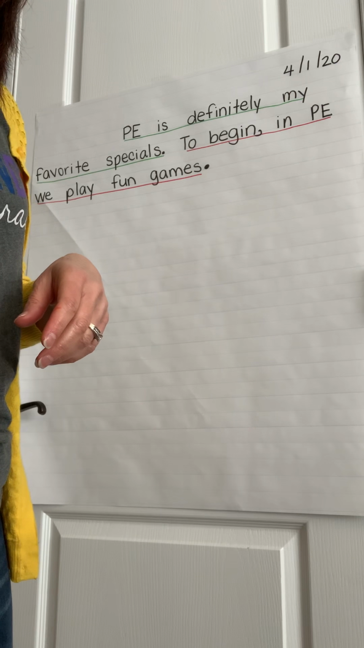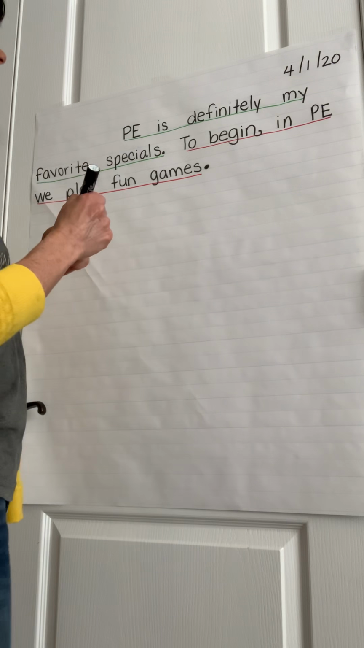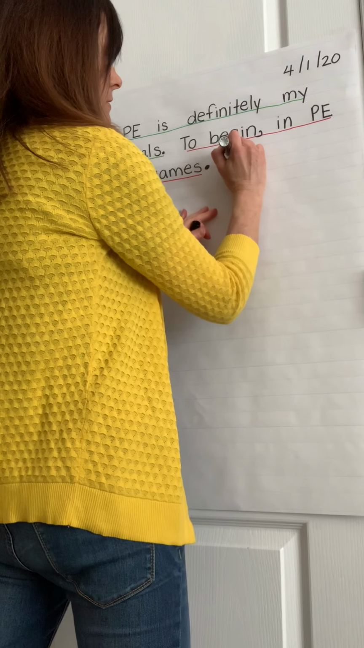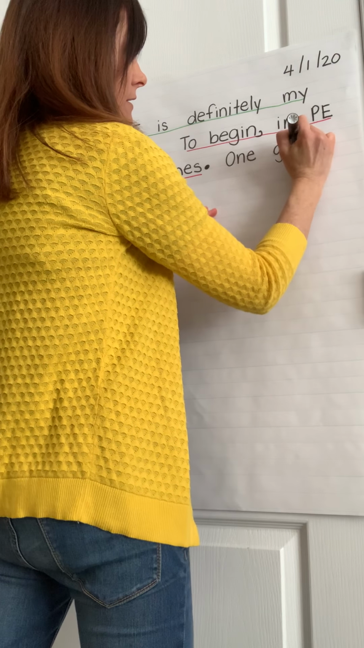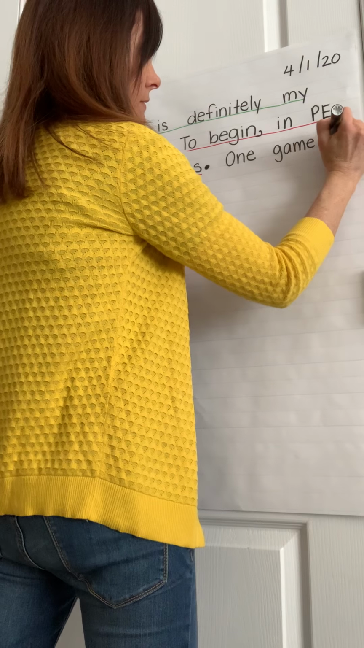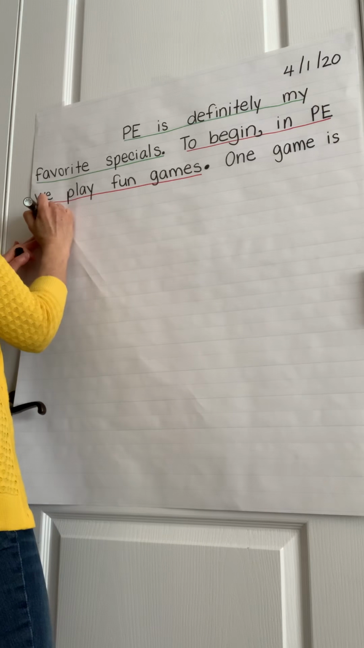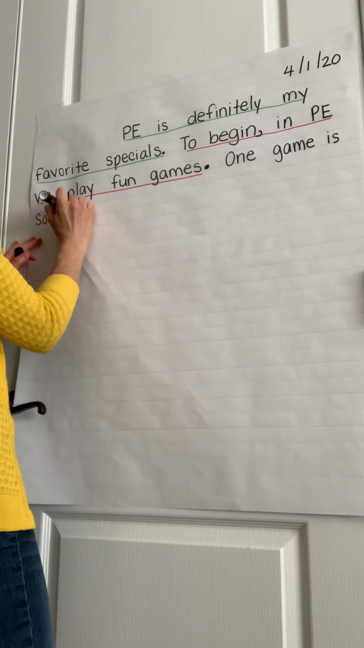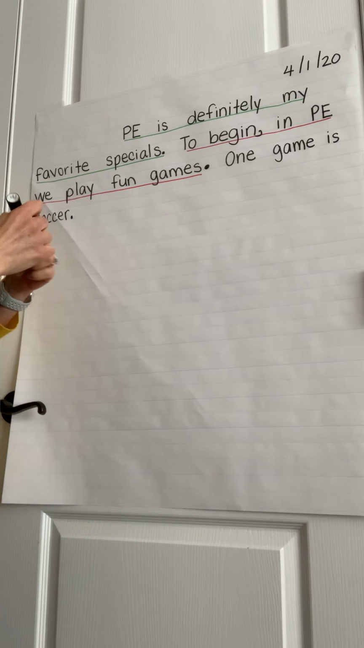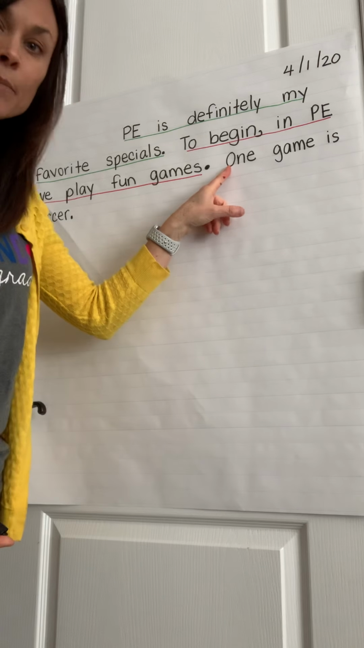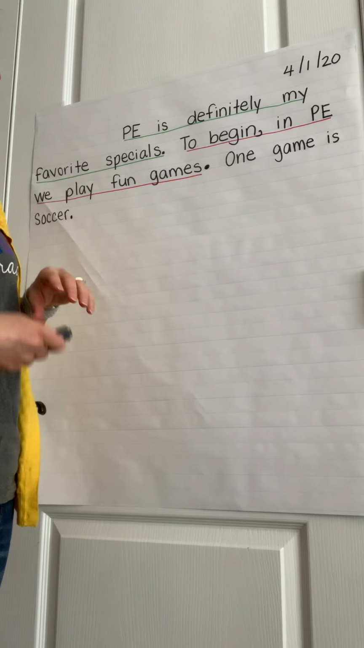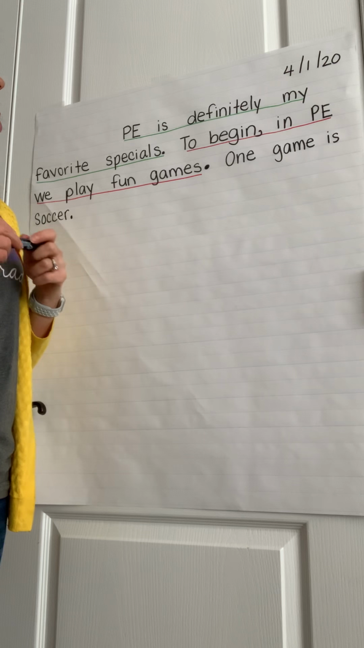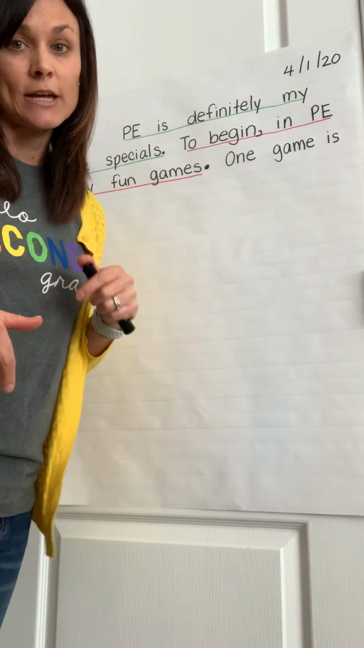Okay, for one of my details, I put soccer as one of the games. So, one game is soccer, period. Okay, I start my sentence with a capital, and then I gave my detail, one game is soccer, end it with a period. Now, when you write your detail sentences, you underline those with yellow.